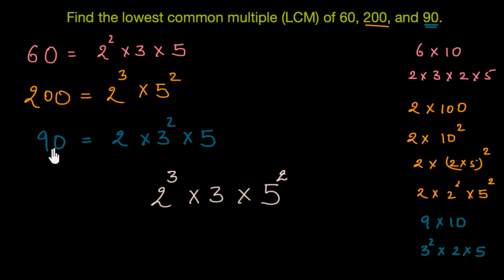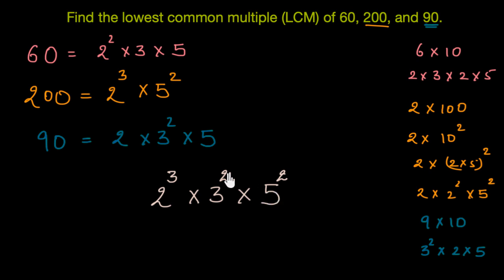But what about 90? If a number is a multiple of 90, it should have 1 2, 2 3's and 1 5. Now this number already has 3 2's, so we don't need to worry about 2. Now it has only 1 3, but if we want this number to be a multiple of 90, it should have 2 3's. So let me make this 3 to the power 2. And we need 1 5, but we already have 2 5's, so we don't need to worry about that.